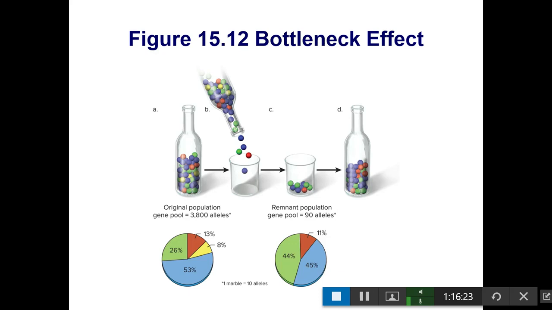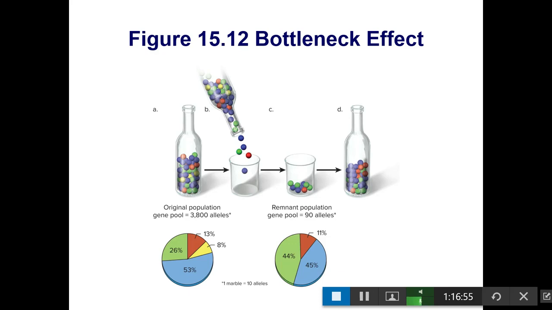All right, so here's an illustration of the bottleneck effect. In the original population, our gene pool is going to have 3,800 alleles. And these alleles are going to be represented by these marbles. So let's look inside this bottle here. 53% of these little marbles are blue, 26% are green, 13% are red, and 8% of them are yellow.